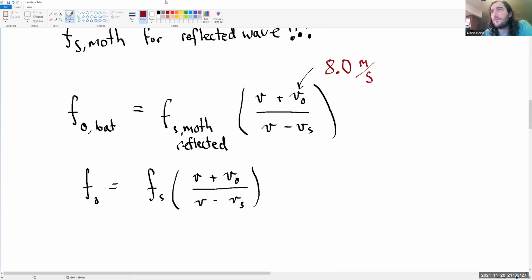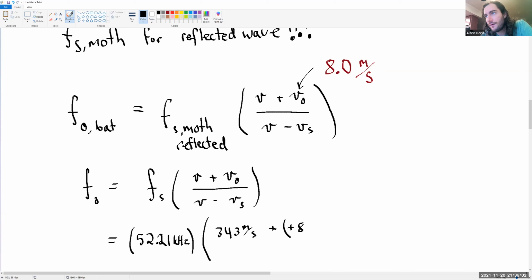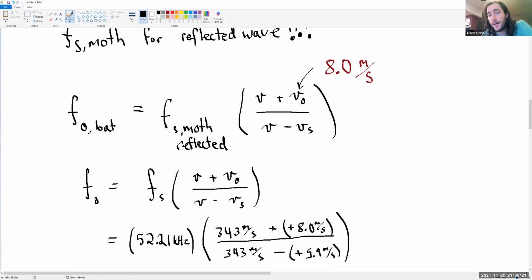So we're coming back down here now. We're plugging stuff in now. So we want to know the frequency observed by the bat, and the frequency that is reflected off of the moth is now our source. That's 52.21 kilohertz. Speed of sound, 343 meters per second, plus the speed of the observer, which is now the bat, so plus a positive 8.0 meters per second. In the denominator, we have 343 meters per second minus a positive 5.9 meters per second. That 5.9 is the speed of the moth.